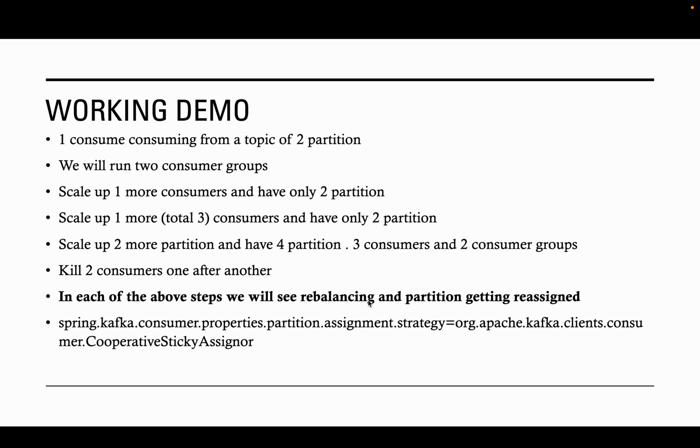Then we will increase the fun, have two more partitions, which means we will have four partitions and three consumers and two consumer groups. In all the cases we will see rebalancing and partitions getting reassigned automatically. Kafka broker takes care of reassigning and all.